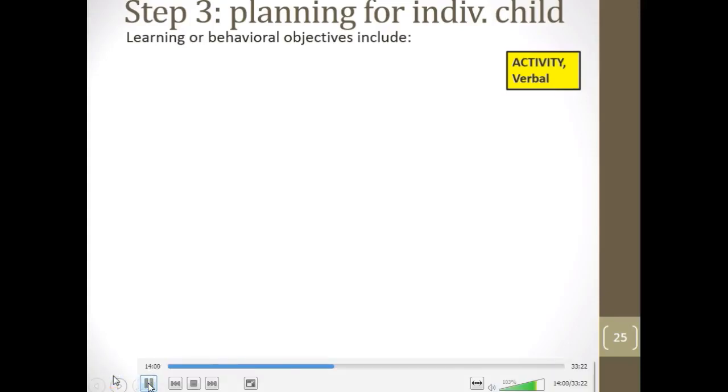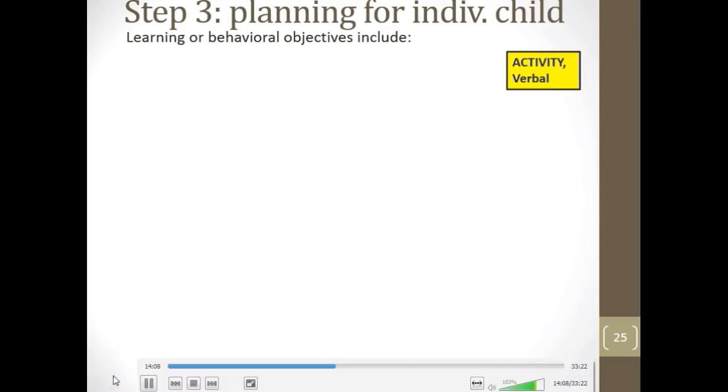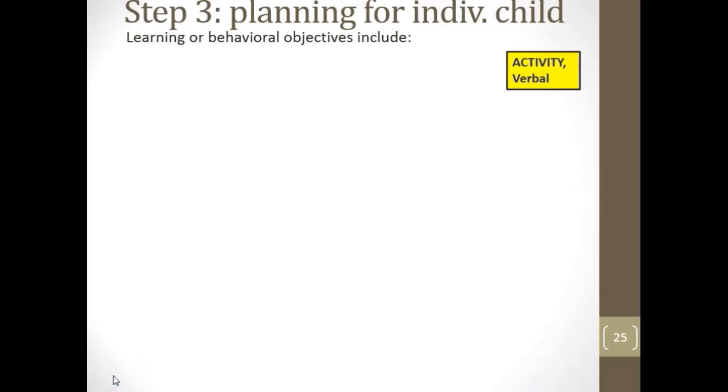about learning or behavioral objectives. Let's talk about planning for the individual child. Some of you who are special education majors have had opportunities to write learning or behavioral objectives. Some of you haven't. So let's go through the steps that your authors have outlined. They may be different than what you've learned before, but we will learn a variety of ways to write our objectives. So your objectives are going to include the learner's name, the child's name, the student's name, whatever you want to say there.